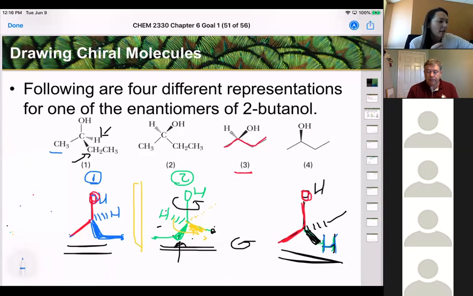We know that this is the mirror image because we drew it, we did the rotation so we could see if the other groups aligned, and they don't. So we know we have a non-superimposable mirror image, so we have the pair of enantiomers that we needed to assign R and S. Okay, questions on that?